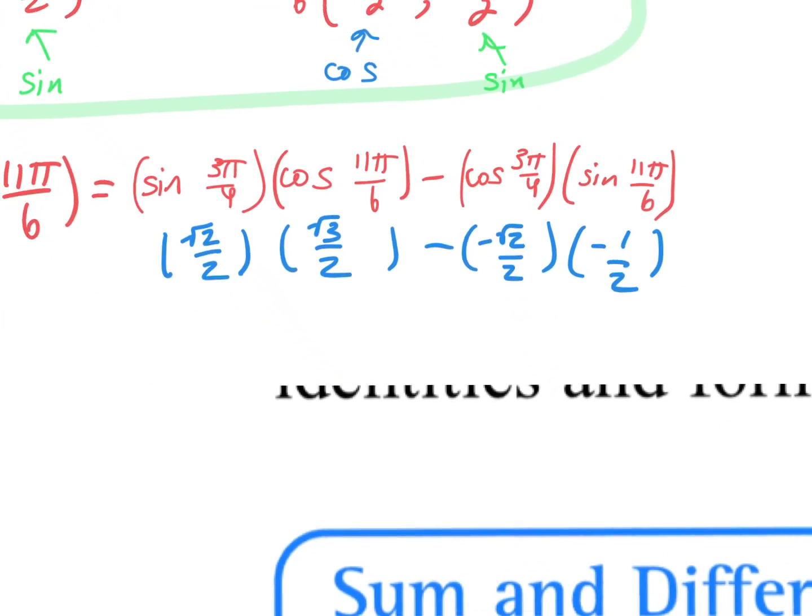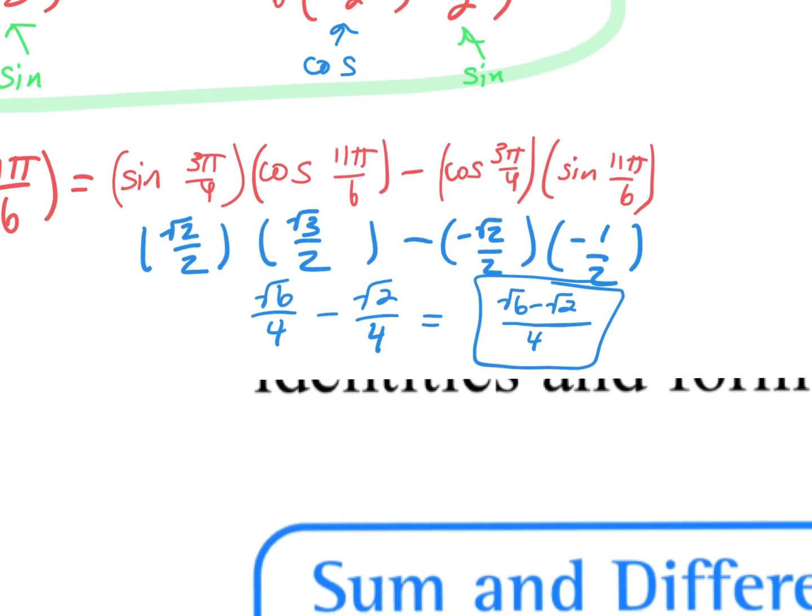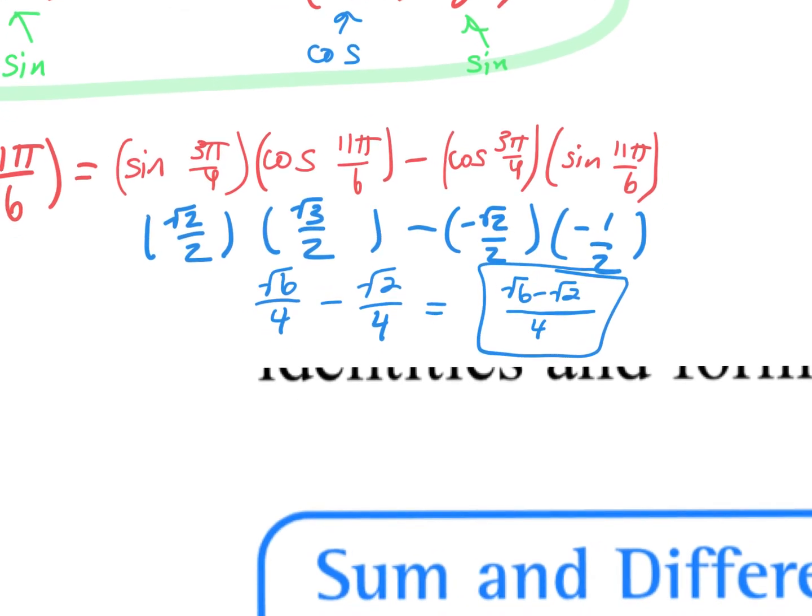Now we're going to simplify. What's the square root of 2 times the square root of 3? Square root of 6, and 2 times 2 is 4. Then I have minus, what is the negative square root of 2 times negative 1? Positive square root of 2 over 2 times 2 is 4. And I can simplify this one more little step. I can write the numerator, the square root of 6, minus the square root of 2 over 1 denominator, which is 4. And there's your answer. Questions?